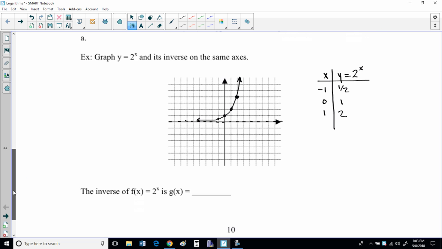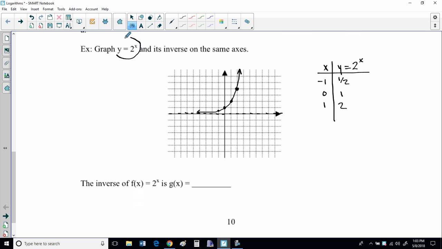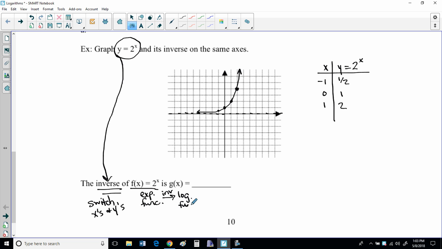Now, let's write what the inverse of f of x is. Remember, you can do that. What does inverse mean? It means switch x's and y's. What is the inverse of an exponential function? Inverse would be a log function, remember?